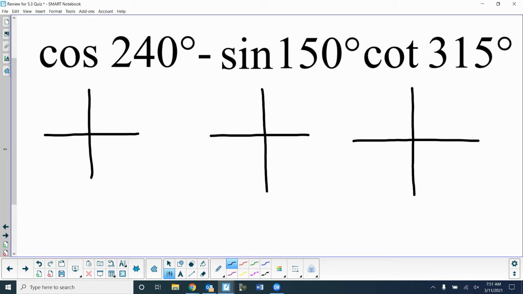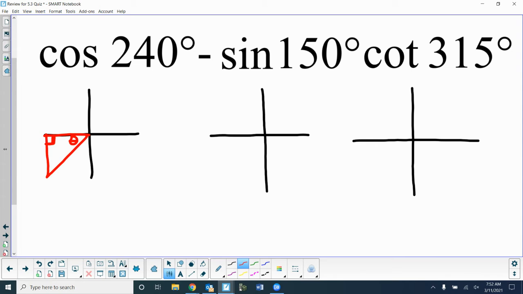Okay, 240. Remember, you start out here at 0. If I go up to there and stop, that's 90. If I come over here and stop, that's 180. If I go down, that's 270. So 240 is between 180 and 270. So my hypotenuse will come out this way. You always go back to the x-axis. Your right angle's there on the x-axis. Theta is back here by the origin.